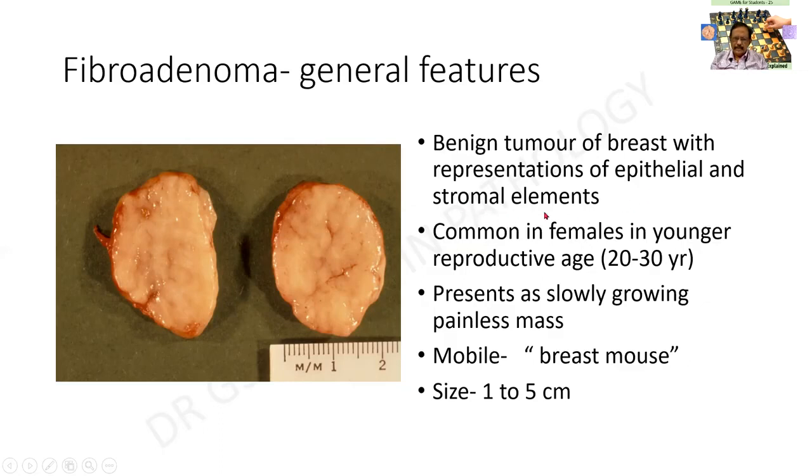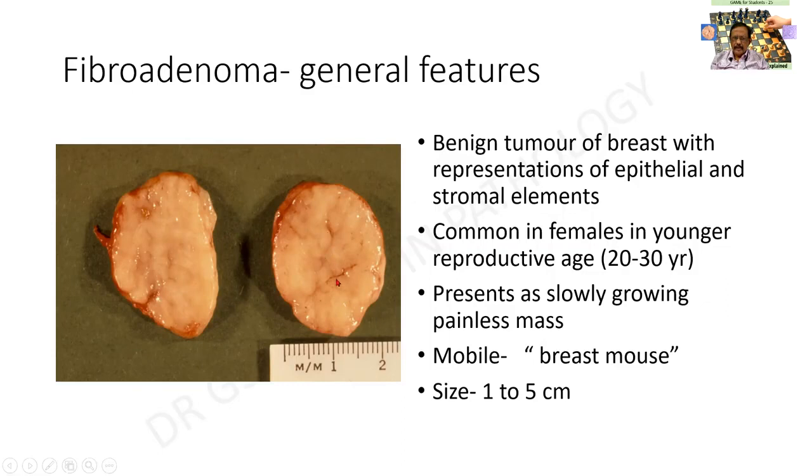Stromal means fibrous. It is common in females in the younger reproductive age group between 20 and 30 years, most common around 20 years of age. It presents as a slowly growing, painless mass, and it is described as a mobile breast mouse. Mobile in the sense it slips under the palpating fingers. That is why it is felt better with the flat of the hand.